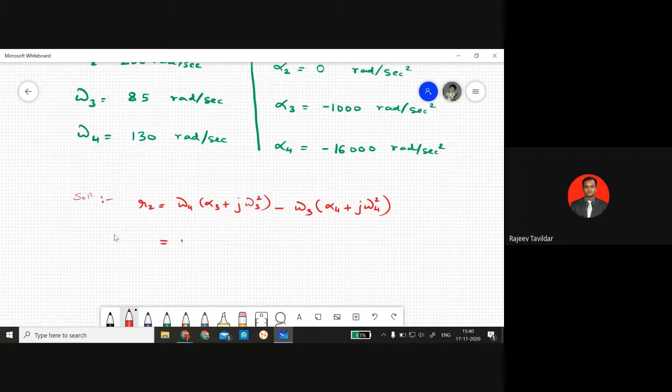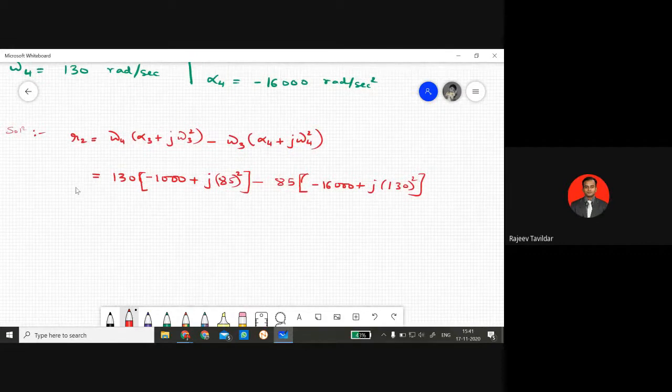So omega 4 I have as 130 and alpha 3 is given as minus 1000 plus j into omega 3 square, so it will be 85 square, minus omega 3, that is 85. Inside the bracket we have alpha 4, which is minus 16,000 plus j into omega 4 square. So it is 130 square. This is the equation.